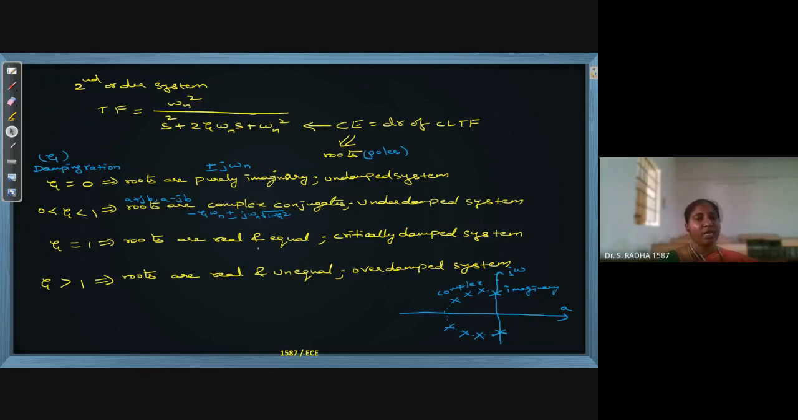And real and equal means minus omega n, minus omega n, equal real values. So in that case, real means on the x-axis. The root should be on the x-axis and repeated, so I am plotting on the same location. This is called real and equal, repeated roots on the x-axis. Okay, this is the critically damped system.